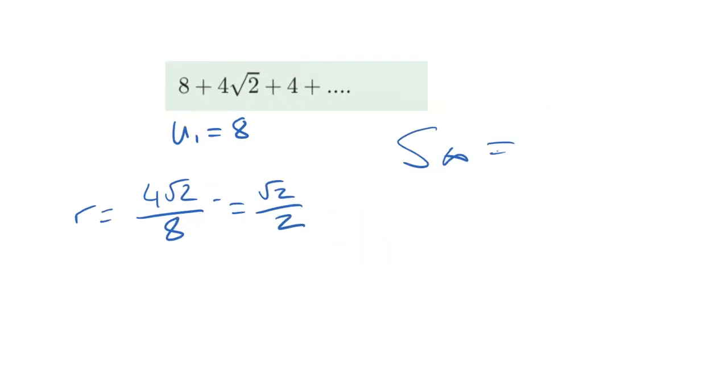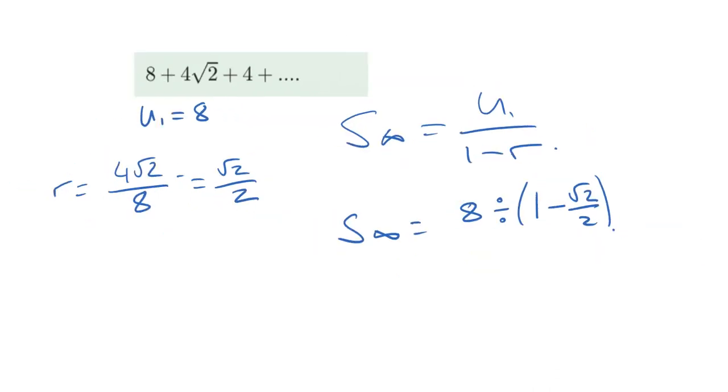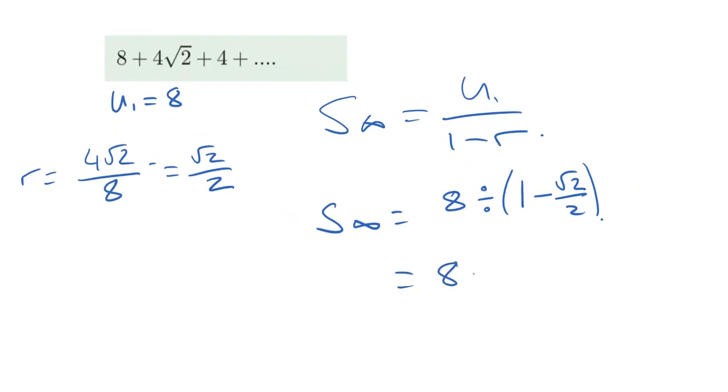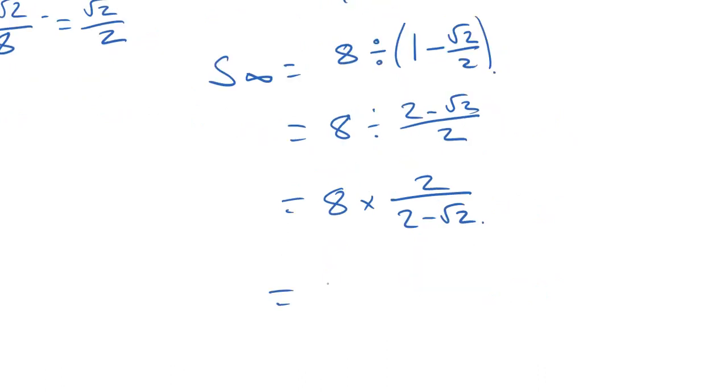So again, S infinity is u1 over 1 minus r. So for this example, we are going to have 8 divided by 1 minus root 2 over 2. Now, we should probably simplify that. Let's write that down instead as 2 over 2 for our 1. So 2 minus root 2 over 2 would be a better way of writing that. So that is 8 multiplied by 2 over 2 minus root 2. So a way of writing that would be 16 over 2 minus root 2.